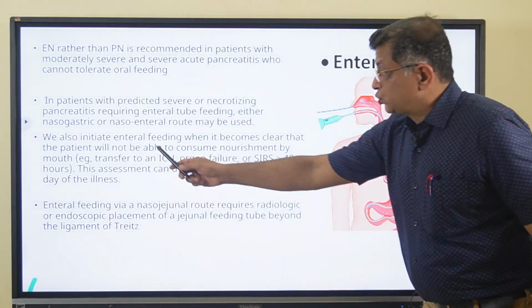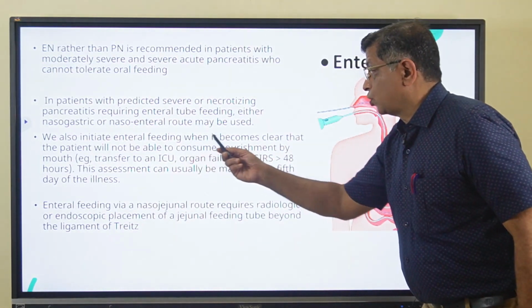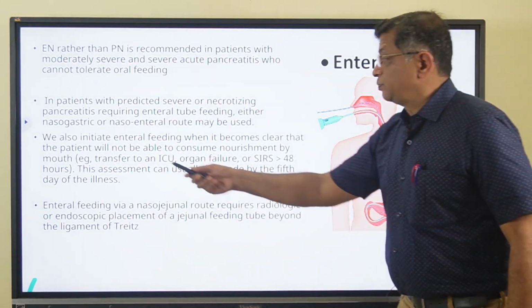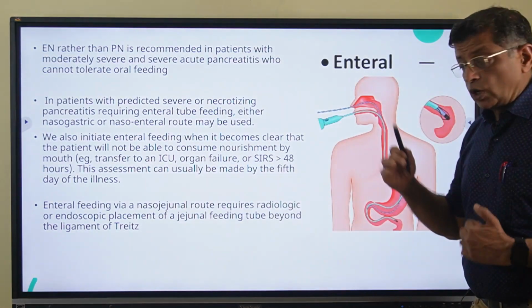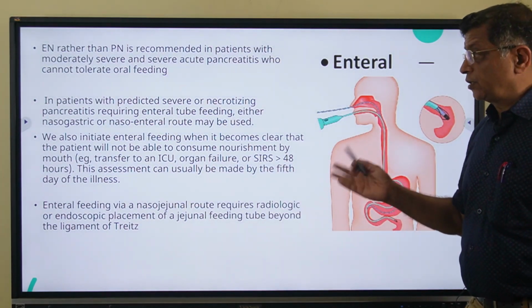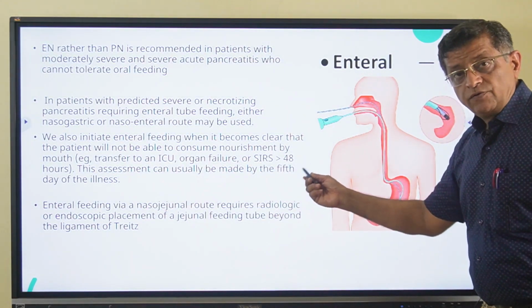In patients with predicted severe or necrotizing pancreatitis requiring enteral tube feeding, either nasogastric or nasojejunal tube would be preferred. We also initiate enteral feeding when it becomes clear that the patient will not be able to consume nourishment by mouth. Example, the patient is being transferred to ICU, or the patient develops organ failure or SIRS for more than 48 hours. So this assessment can usually be made by the 5th day.